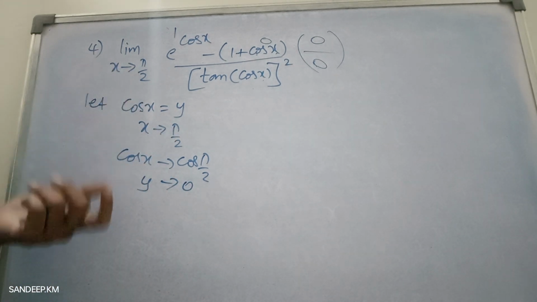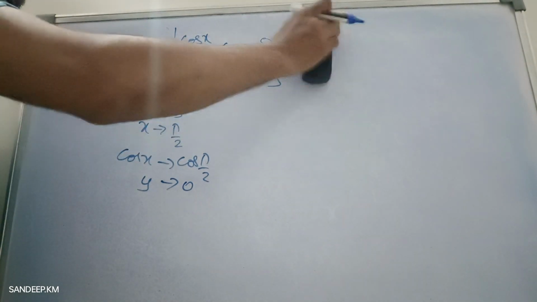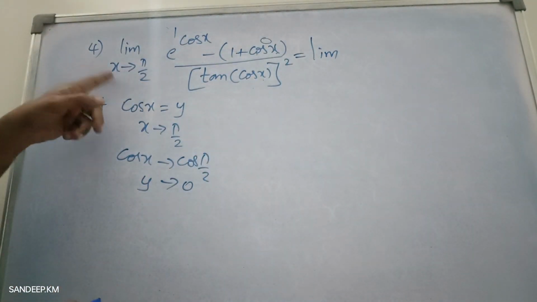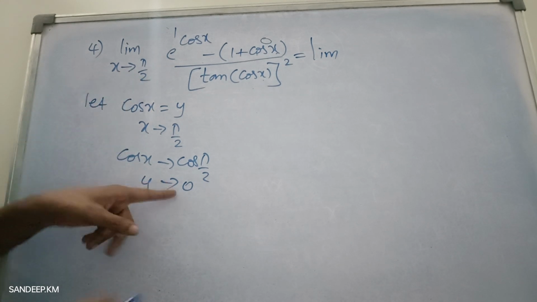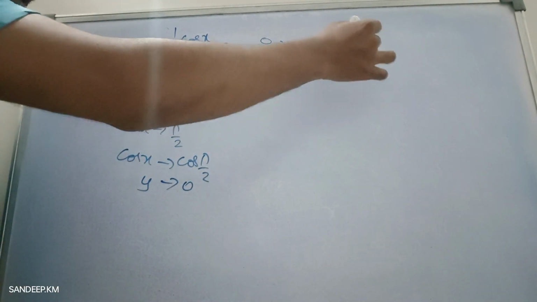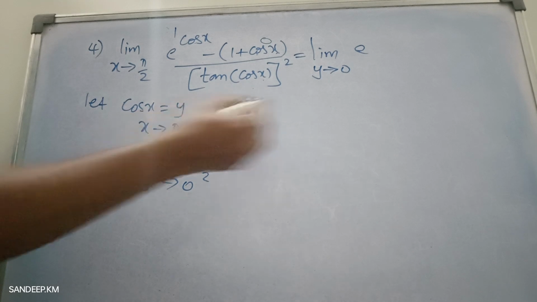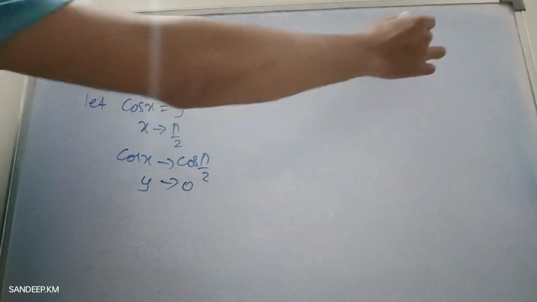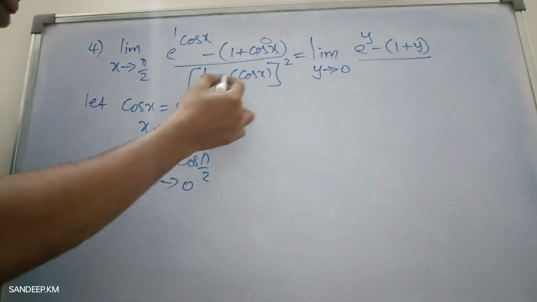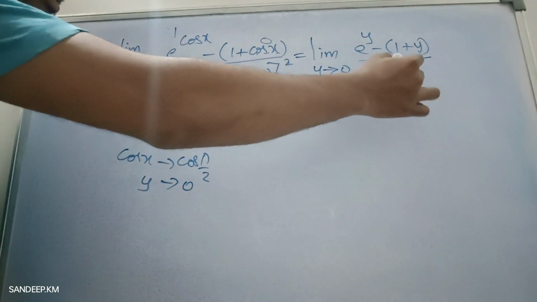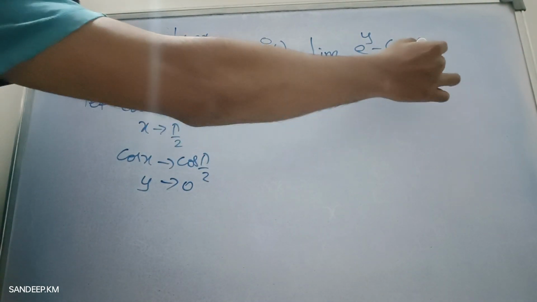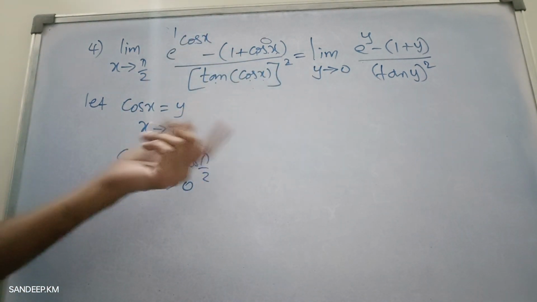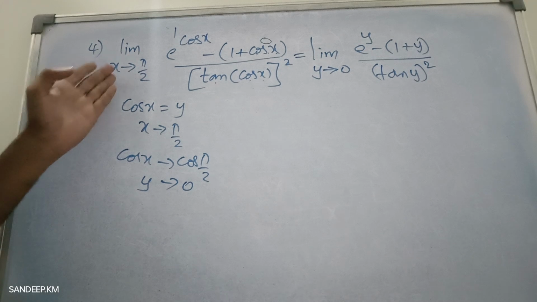So what I am going to do is, I will change the question now. Now the question is rewritten as limit, instead of writing x approaches 90, I will write y approaches 0. And e power, instead of cos x, I will write y, minus of 1 plus y, whole divided by tan y whole square. Correct or not? Now the question looks simple. So I just replaced x with y.